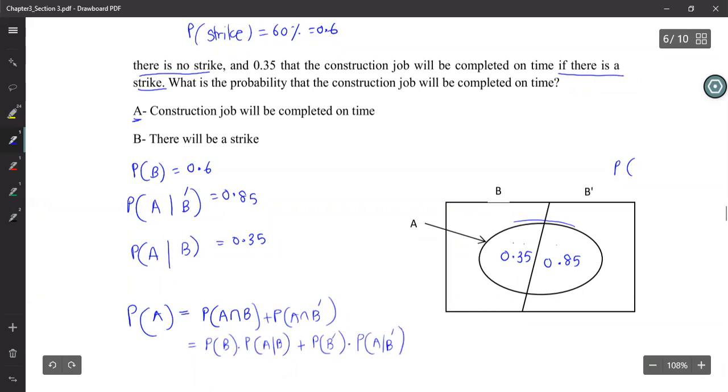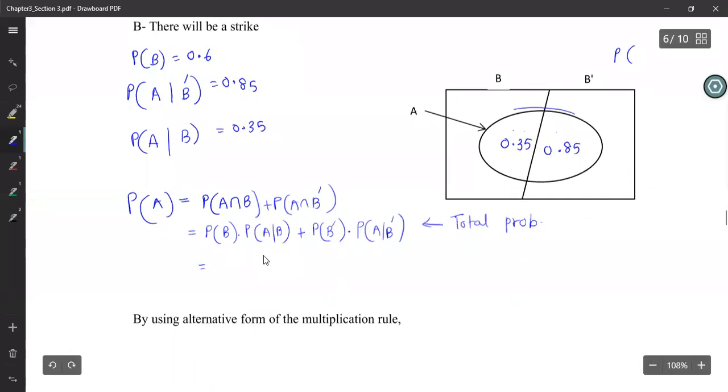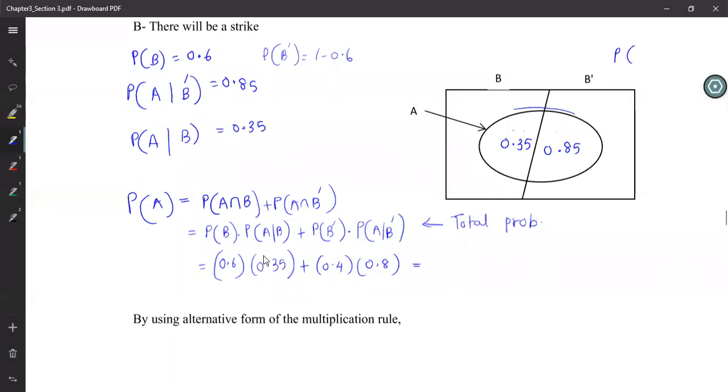So this is called the law of total probability. Can you find it now? Can you find this one? We have all the information. What is P(B)? 0.6. What is P(A given B)? 0.35. What is P(not B)? If P(B) is 0.6, what is its complement? 1 minus 0.6, which is 0.4. And P(A given not B) is 0.85. So if you add them together, you can get the probability of A.